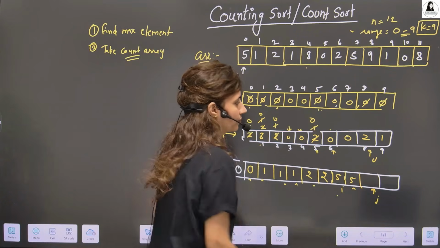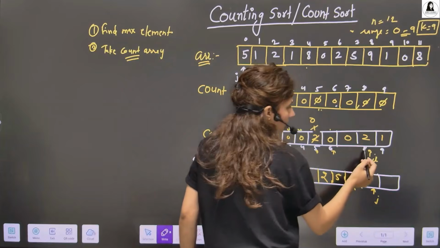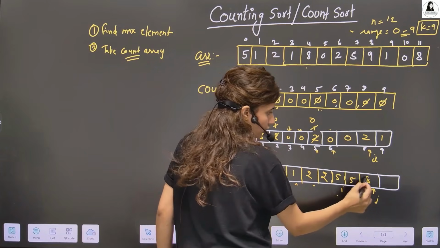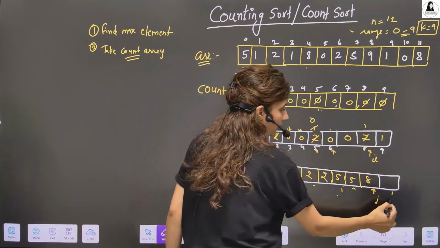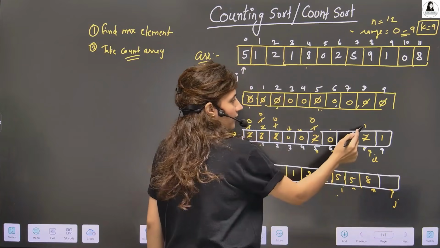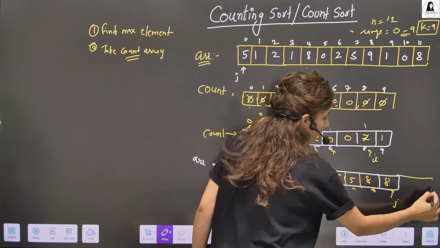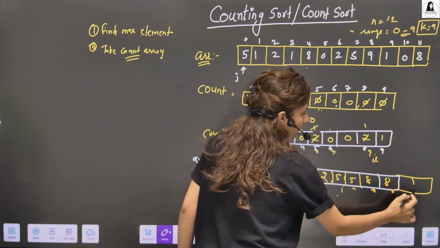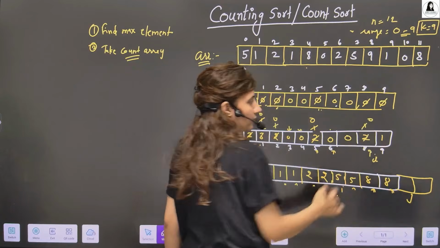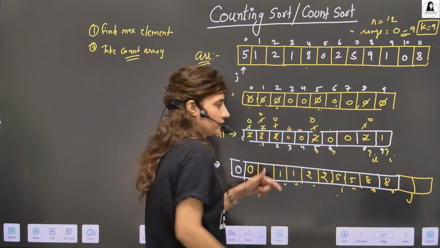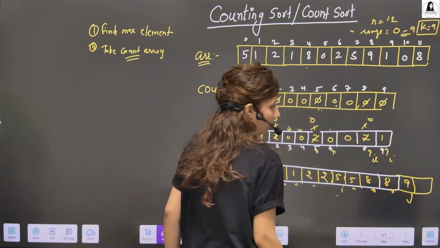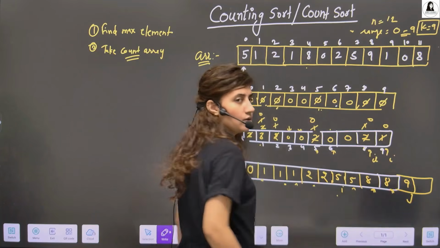Now it's 2. 2 means 8 is present 2 times. Now wherever j is, just put 8 here, whatever the index value, 8. Decrement it by 1 and increment j. It's greater than 0, yes. Again put 8 here. Increment j and decrement it. It's 0, yes. Move further. Now I is here. It's greater than 0, yes. 9. So put 9 here. Decrement it by 1. It's 0, yes.